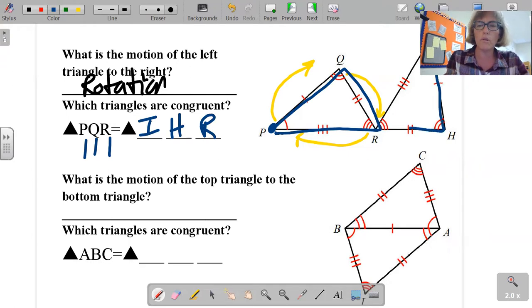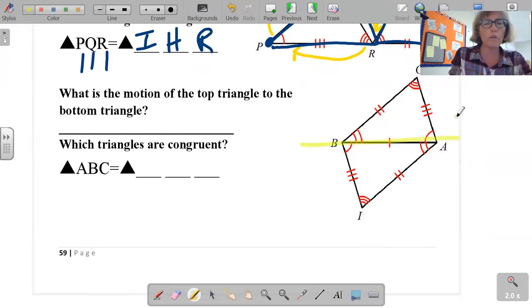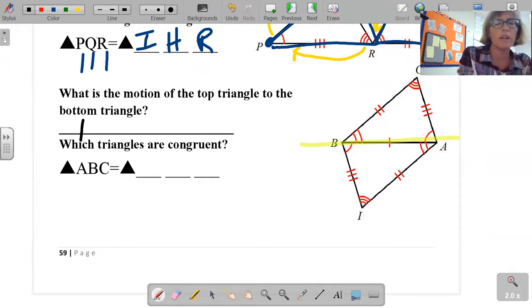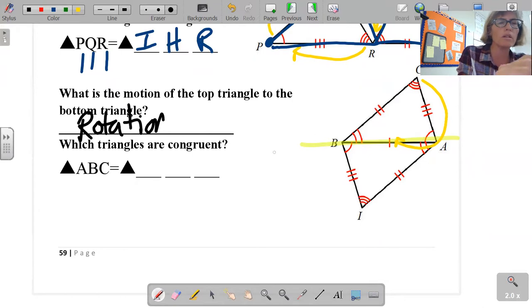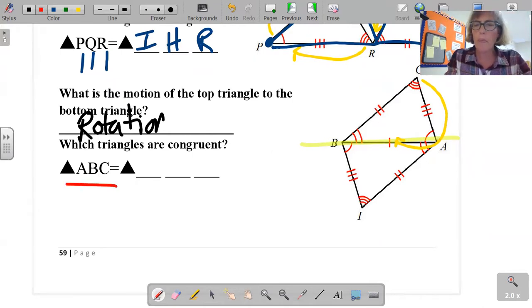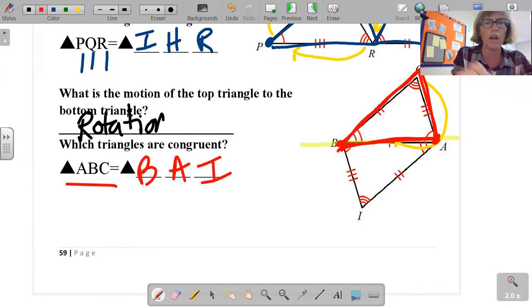Single, double, triple. Coming over here, checking for reflection. If I fold over BA, would they match? The answer is no. So we know it's also not a slide. We know that this is a rotation as well. The triple went all the way around like this. The single rotated clockwise. So ABC, A, B, C, single, double, triple, matches single, which would be B, double, which would be A, triple, which would be I.